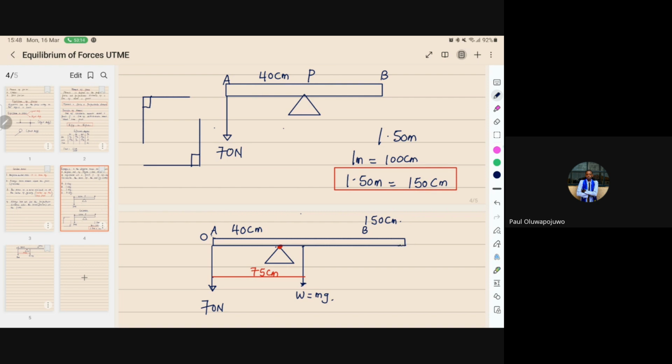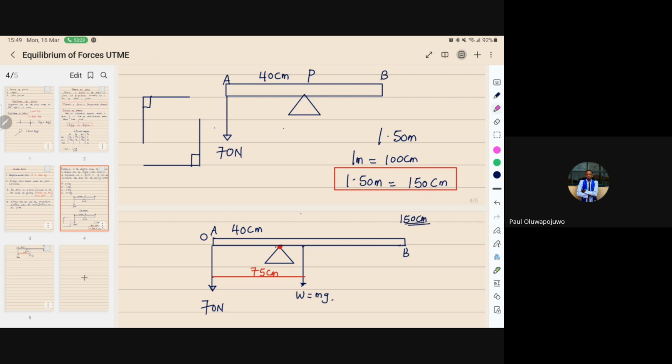So we have that here is your B. Remember, the entire length of the meter rule is 150. So it also means that here is also 75, isn't it? Distance from here to here is also 75, right? But the entire length of the meter rule is 150 centimeter.